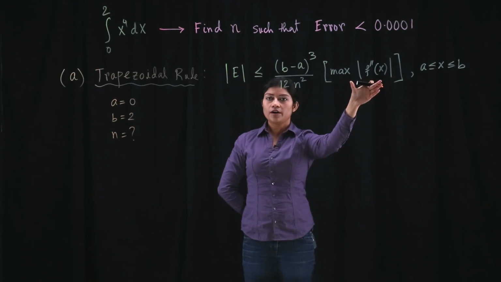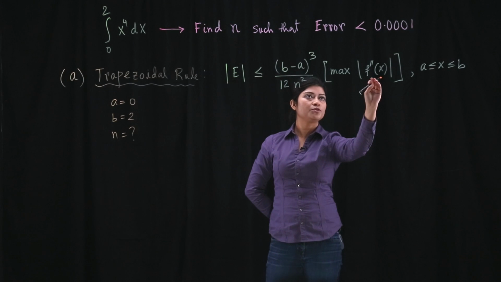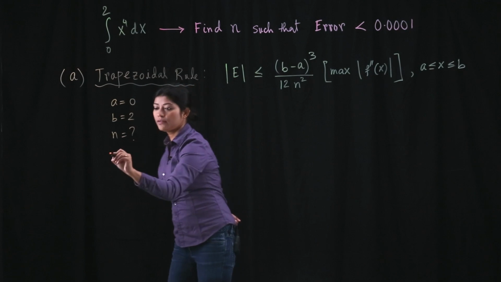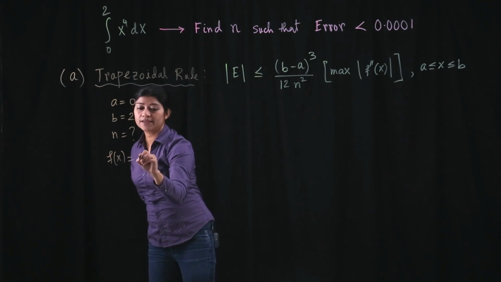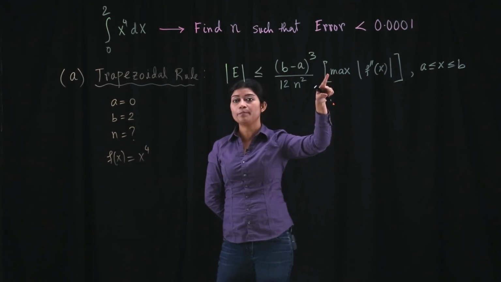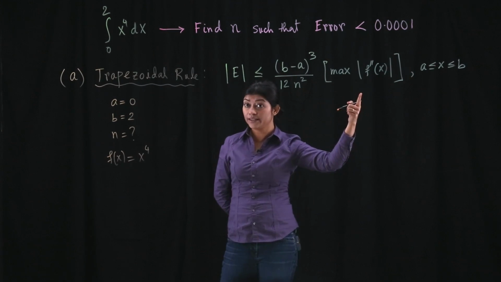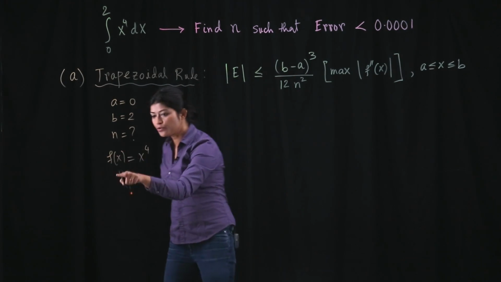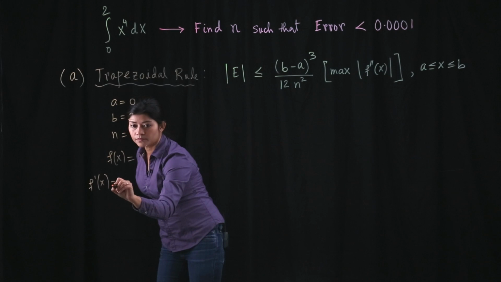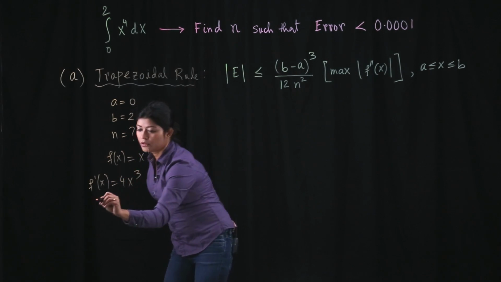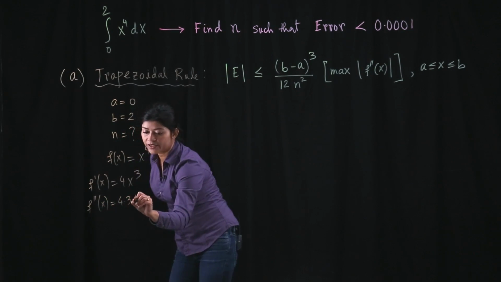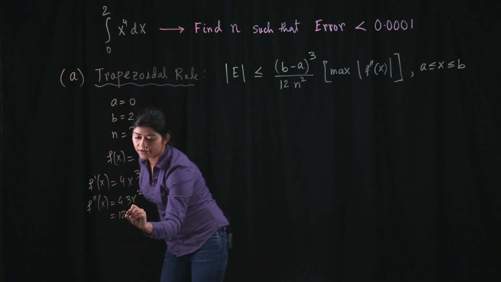Now let's look at this part. Here, we have to compute the second derivative of the function. What is the function? The function is given right here. The function is x to the 4th. So we have to compute the second derivative and find the maximum value of that new function, which is the second derivative. So why don't we compute the second derivative right here? So let's see, what is the first derivative? That's 4x cubed. Second derivative, 4 times 3x squared, so that's 12x squared.